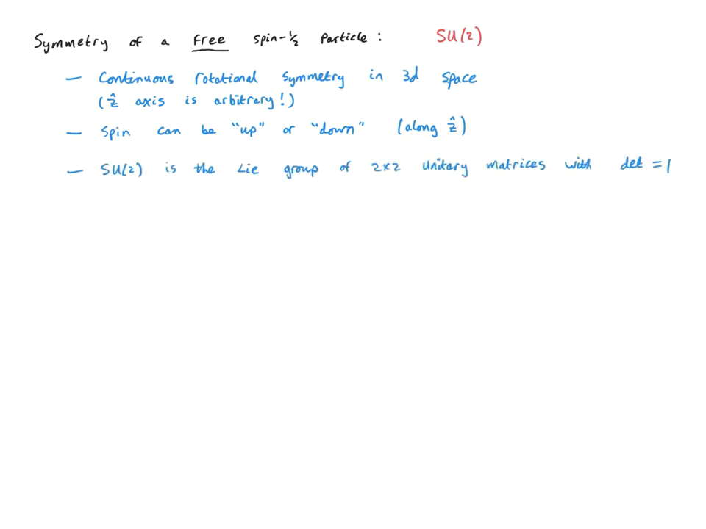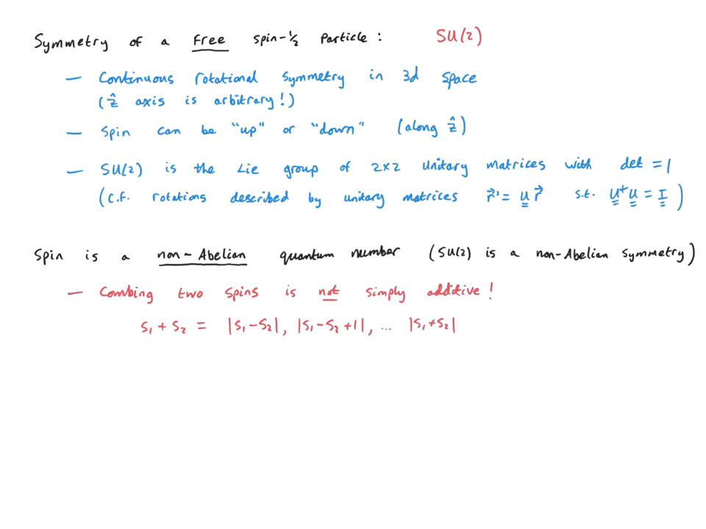To be more precise mathematically, SU2 is the Lie group of 2x2 unitary matrices with determinant 1. This is, of course, no accident or coincidence, because unitary matrices are used for rotations, and the symmetry here is a rotational symmetry. If we have 2x2 matrices, they can describe rotations in three-dimensional space, providing that they are complex matrices. So SU2 is indeed the space of these 2x2 complex unitary matrices.